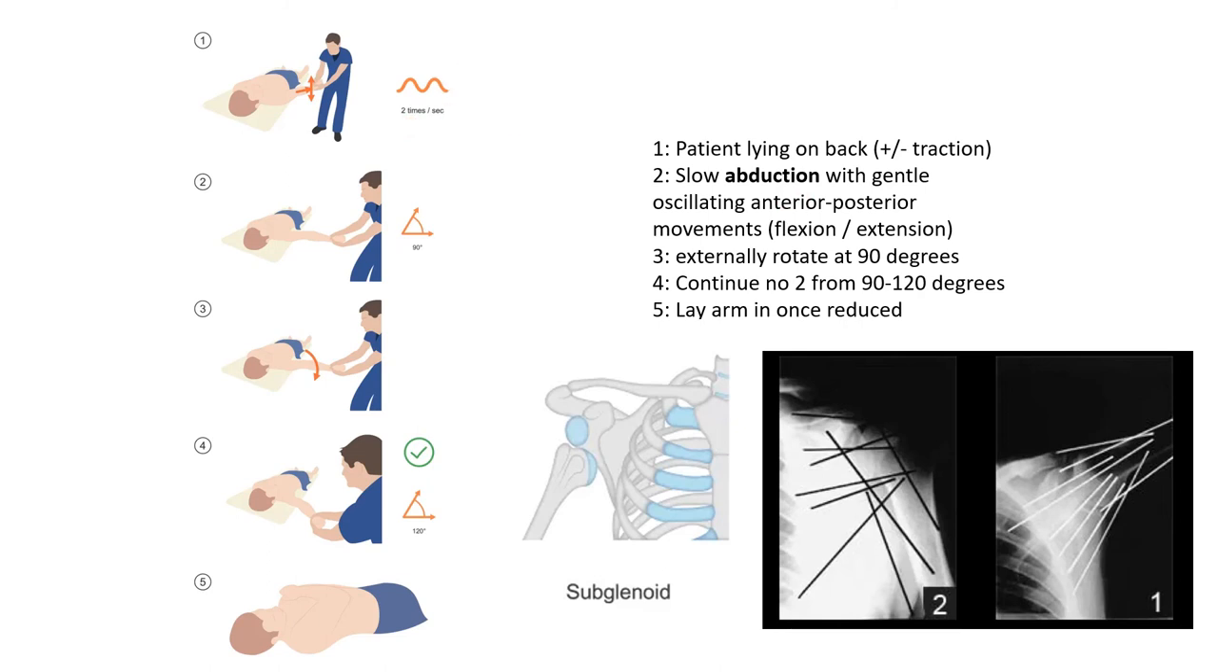And as you're abducting the shoulder, you'll go up and down and up and down in oscillating movements, anterior posteriorly. And then when you come to the 90 degrees point, then you will externally rotate at 90 degrees, like turn, and then you'll continue up and down and up and down. And once you come to 120 degrees, then usually it's been reduced, and then you'll pull the arm in on the stomach. And again, it's about pulling all of these things out here. That's the idea.